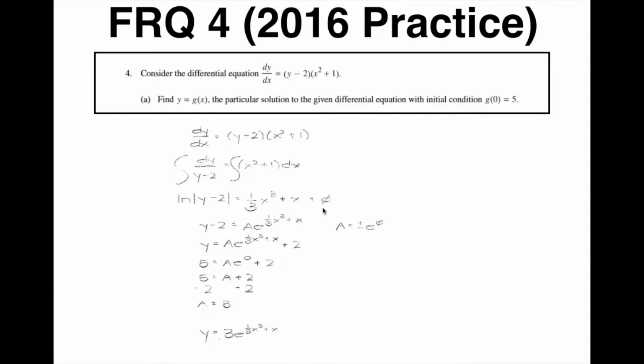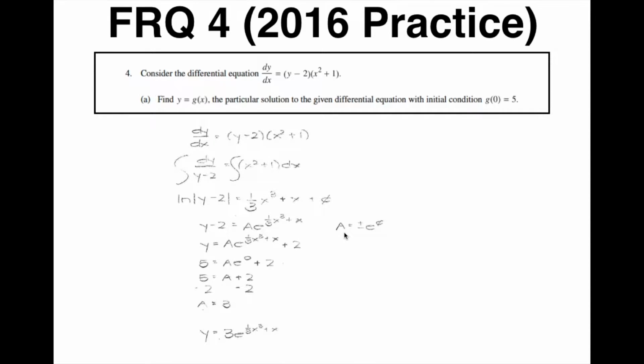Crossing the c here is not exactly correct, but we can probably follow what the student did. When the student takes the exponential, it becomes y minus 2 equals e power 1/3 x cubed plus x plus c. Now, using the property of exponential, this is e power 1/3 x cubed plus x times e power c, and the student decides to call this new variable a.